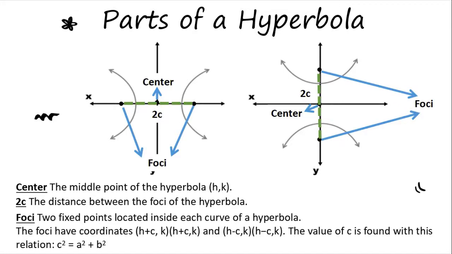Next one is, of course, the foci. When we say foci, these are the two fixed points located inside of each curve of our hyperbola. We have coordinates here, and finding the value of c, which is the distance from the center to one focus, focus 1 or focus 2, we can use the formula c squared equals a squared plus b squared.